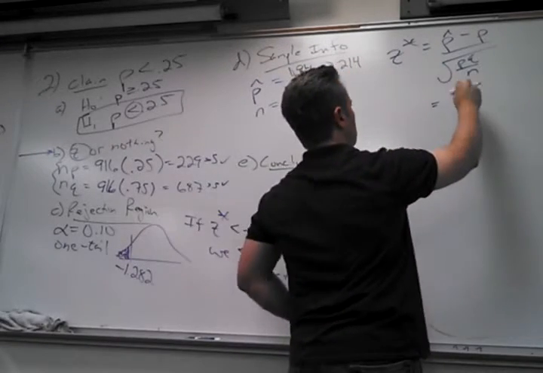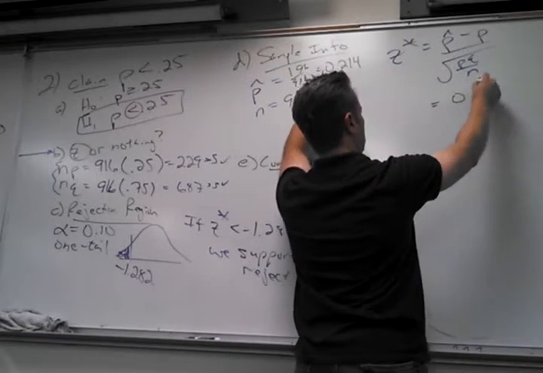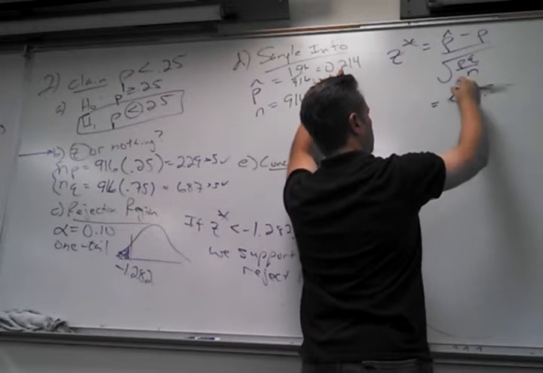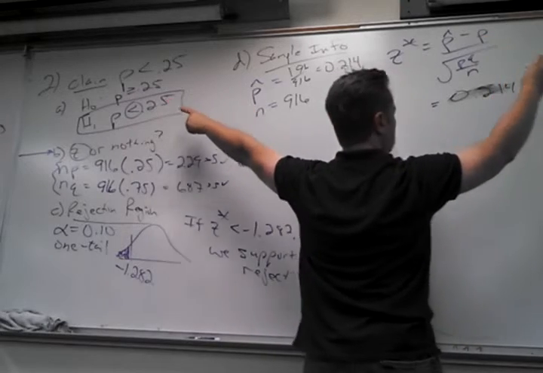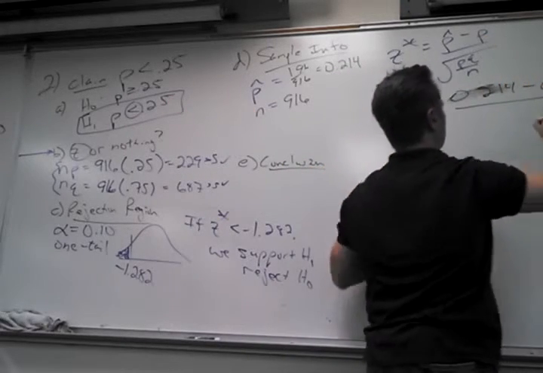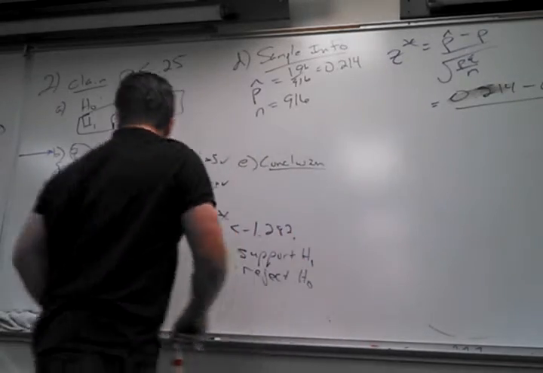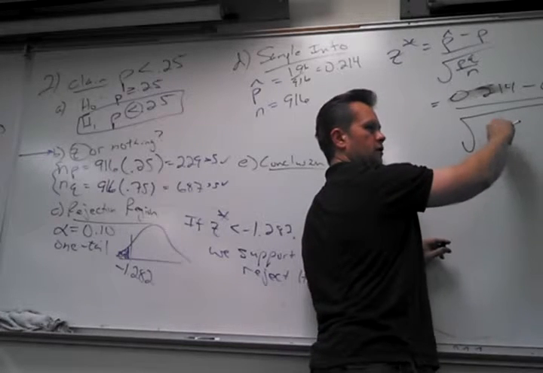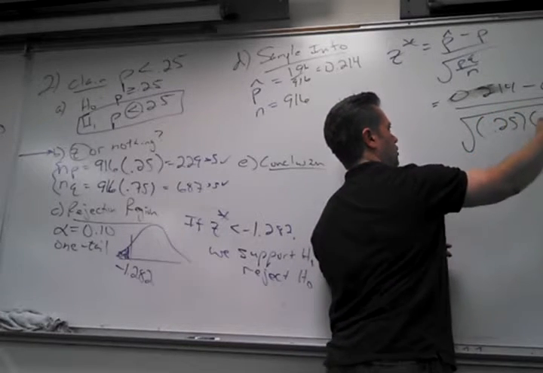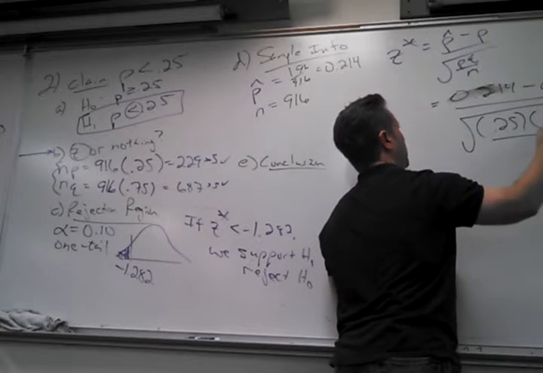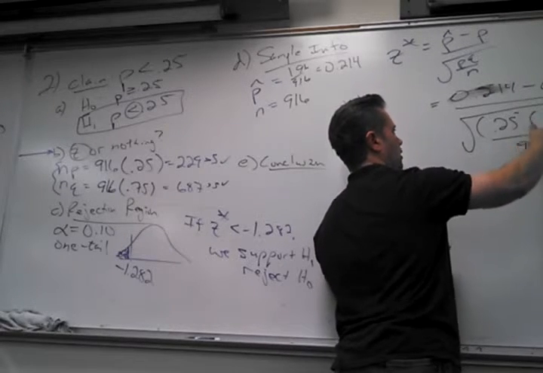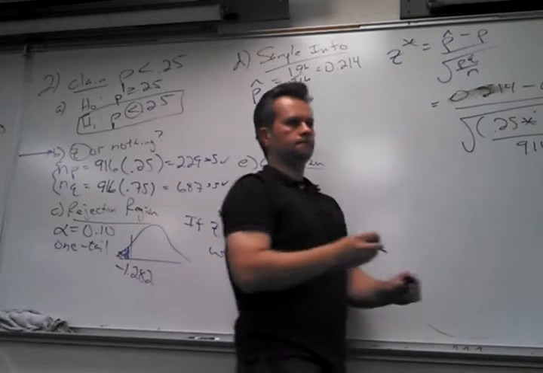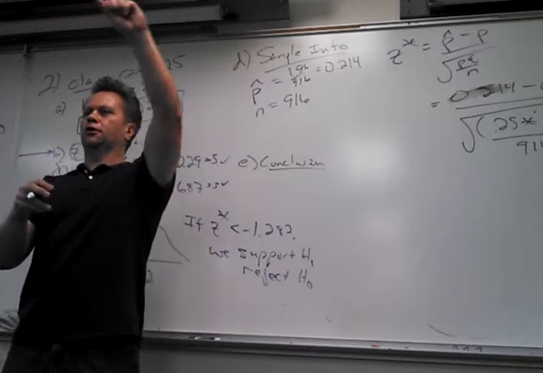So z star equals my data, 0.214, minus the accepted middle, 0.25, all over the square root of what? What goes in here? Good. p q over n. And the way you should put it in your calculator actually should be that.